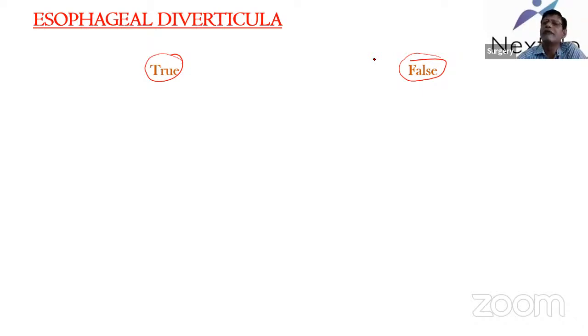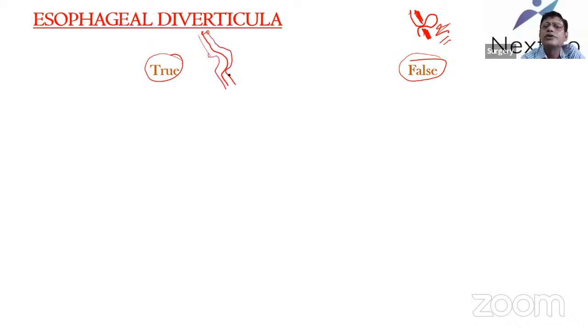In a false diverticulum, what happens? Suppose this is the outer lining of the esophagus, the muscular wall. The inner lining is going to come out like this. This is a false diverticulum. This is actually a herniation. Whereas in a true diverticulum, all the three layers are going to become dilated like this.